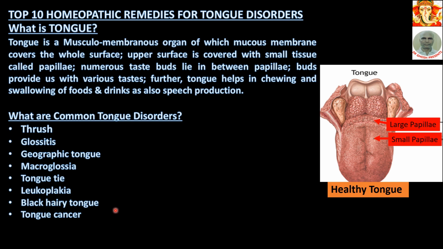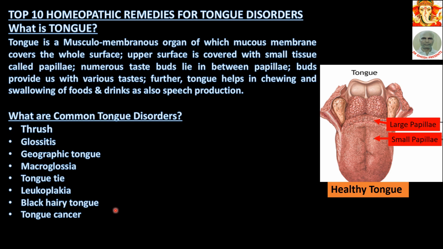Top 10 homeopathic remedies for tongue disorders. What is the tongue? The tongue is a musculo-membranous organ, the whole surface of which is covered by mucous membrane. The upper surface is covered with small tissues called papillae. Numerous taste buds lie in between the papillae. The buds provide us with various tastes. Further, the tongue helps in chewing and swallowing of foods and drinks, as also in speech production.